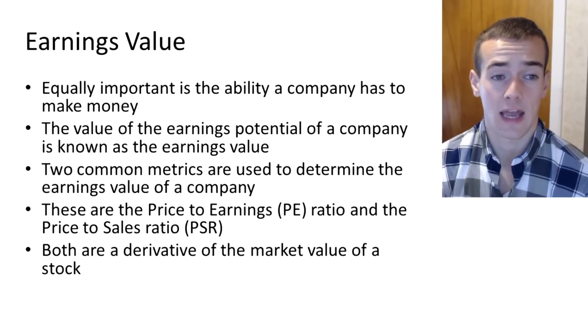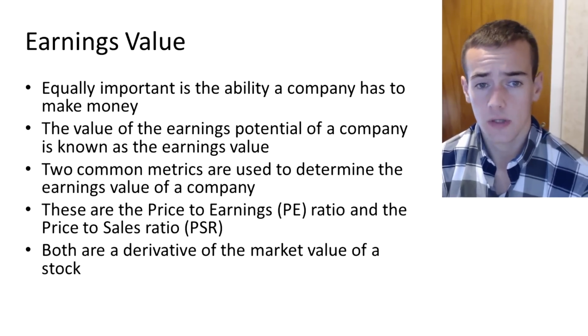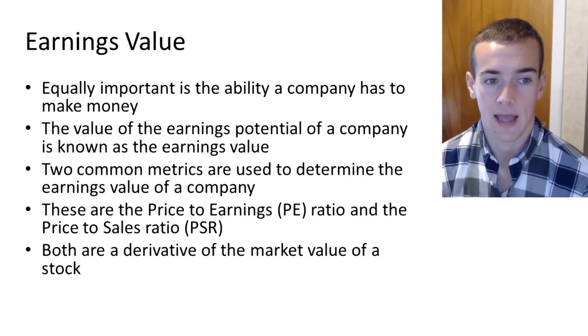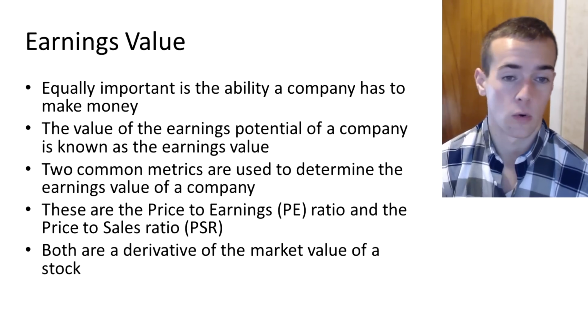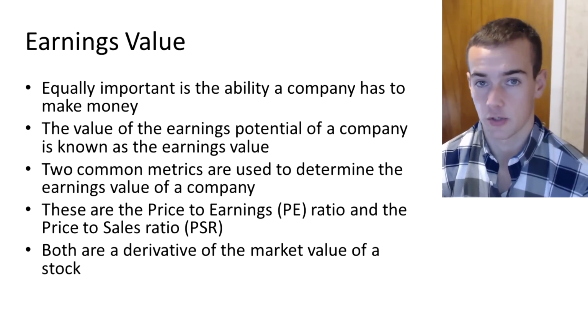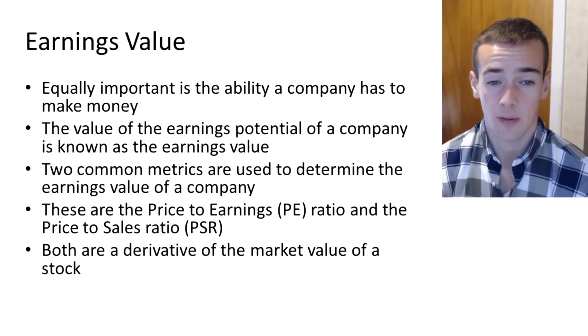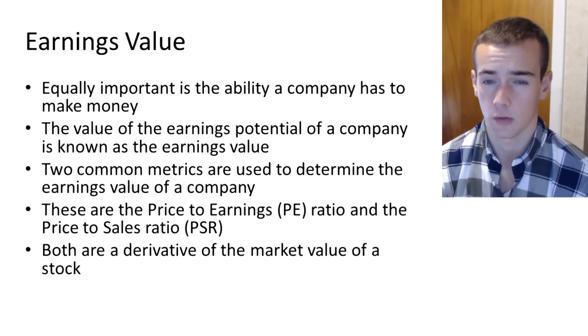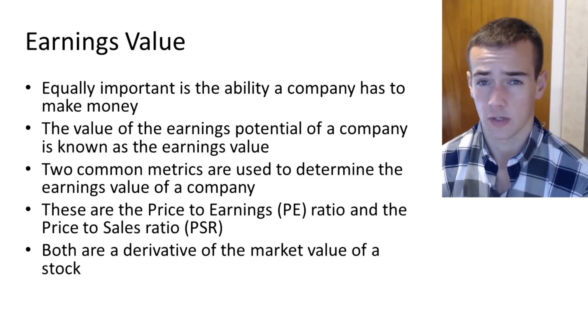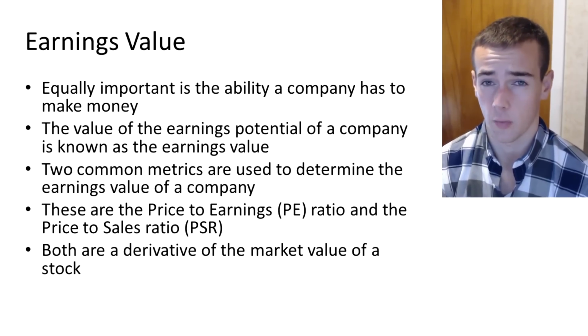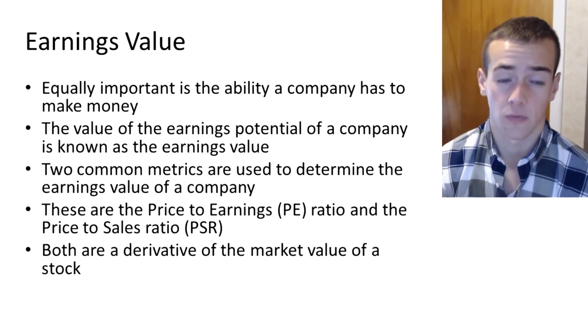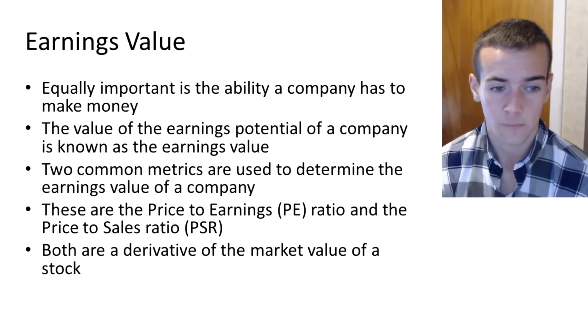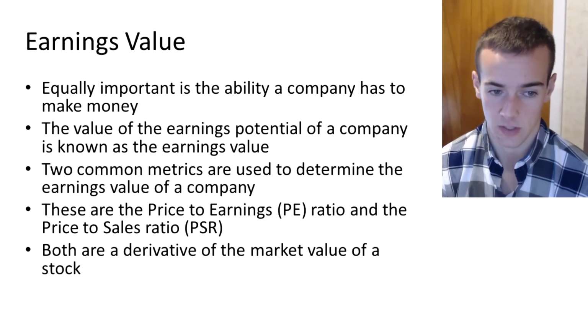And then lastly, we have the earnings value. Now, equally important is the ability a company has to make money. And the value of the earnings potential of a company is known as the earnings value. Two common metrics are used to determine the earnings value of a company, and these are the two that I look at myself. We've touched on them a little bit already, but we're going to go into a little more explanation. The first is the price to earnings ratio, and the second is the price to sales ratio.